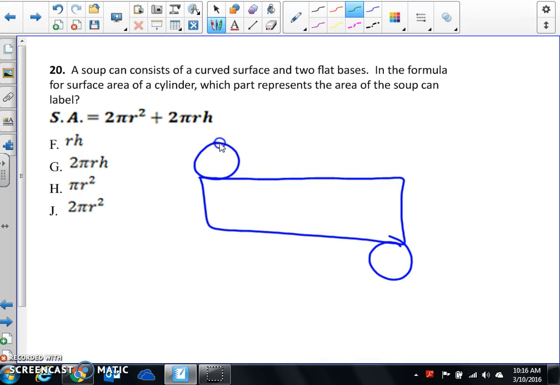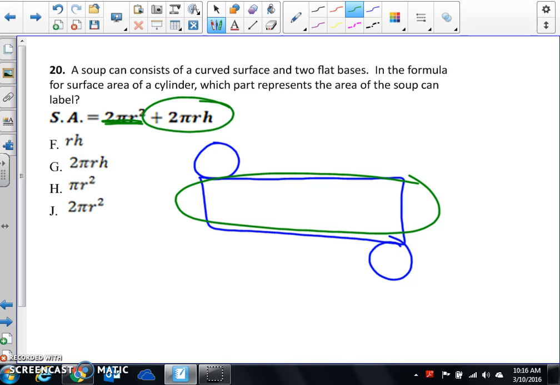So this is the label part that goes around the can. So the 2 pi r squared right here is the two circles. So the can part is the 2 pi r h.